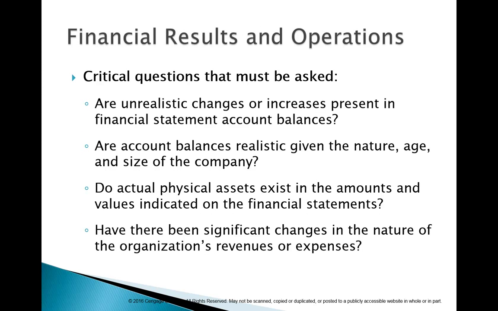And then financial results and operations. So you have to ask these types of questions. Are there unrealistic changes in account balances? For example, if you're going to commit revenue fraud, then you fraudulently overstate your revenue, so you overstate the credit to revenue. Then you also have to overstate the debit. Well, you're not going to overstate cash, because cash is easy to audit. So you might overstate accounts receivable.